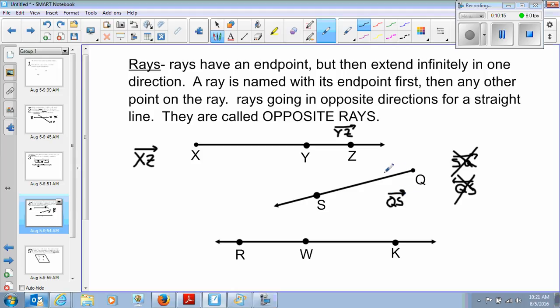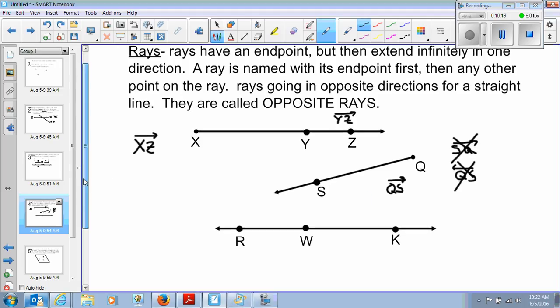Now rays can go in any direction, but we always write the symbol that way. Here's the next part that we're talking about. Rays that are going in opposite directions form a straight line. I see a lot of different rays here.